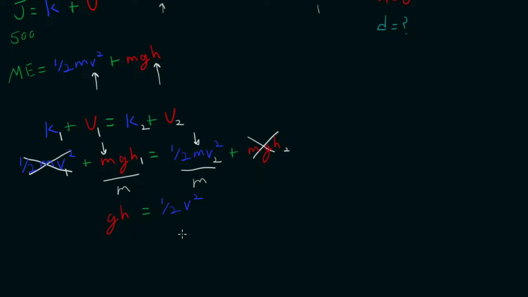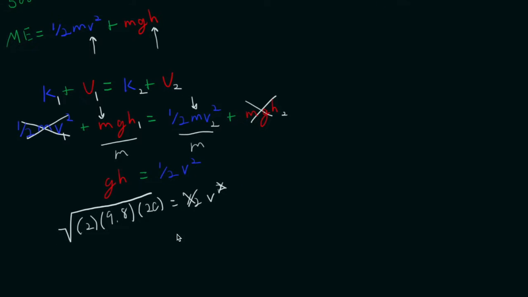So now that we have this simplified problem, we can solve for the velocity at point 2. Let's plug in some numbers. We're going to have a 9.8 for our g times our initial height of 20 equals 1/2 times v squared. First thing I'm going to do is multiply both sides by 2 to get rid of this 1/2. Then I can square root to get rid of my square. And so the square root of 2 times 9.8 times 20 will equal my velocity.